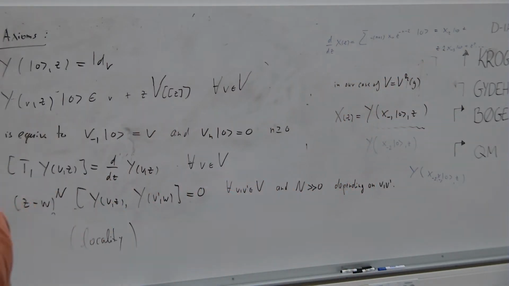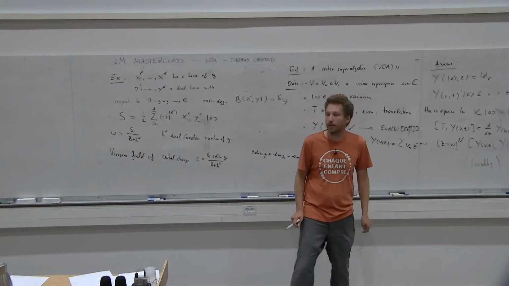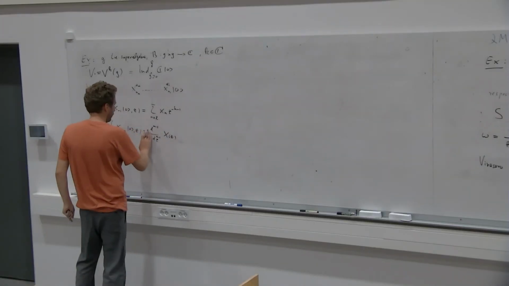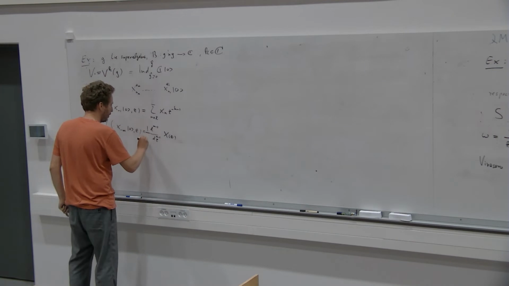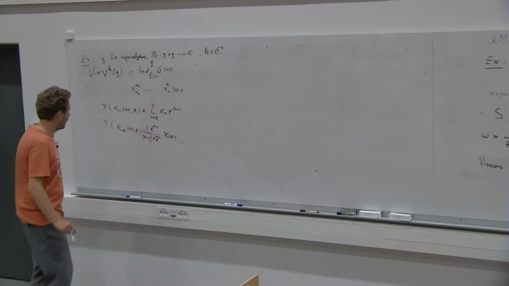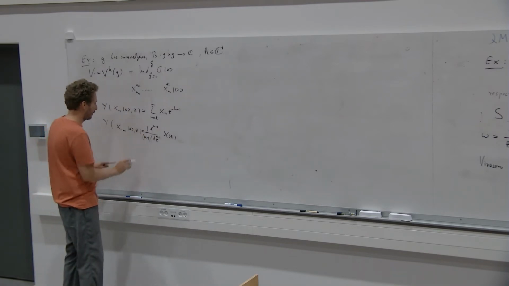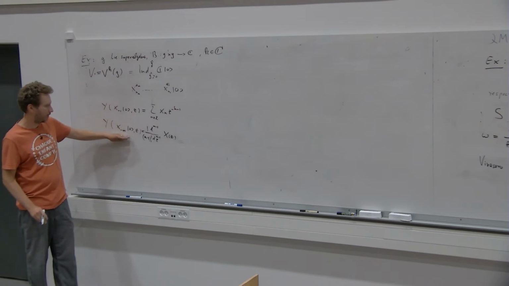I don't understand how whatever you were discussing over there fixes a normalization here. But let me first write down the answer. It's 1 over (m minus 1) factorial. Okay, so this is the field associated to this element.